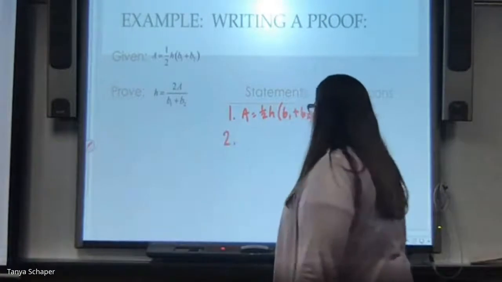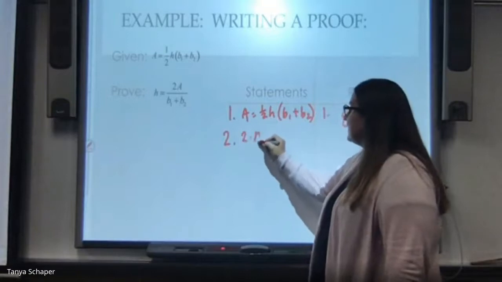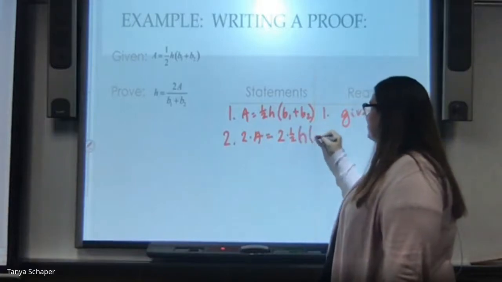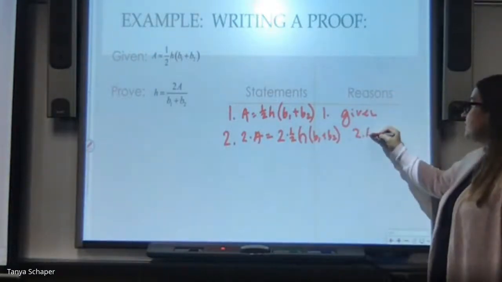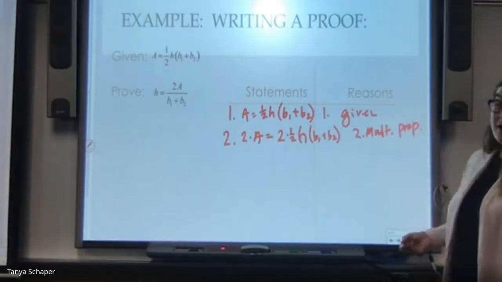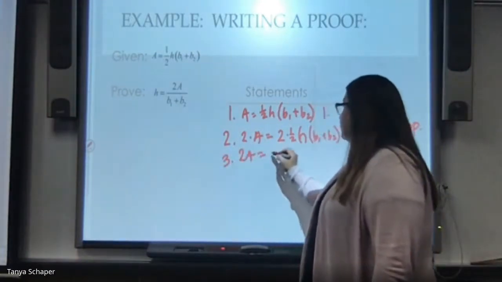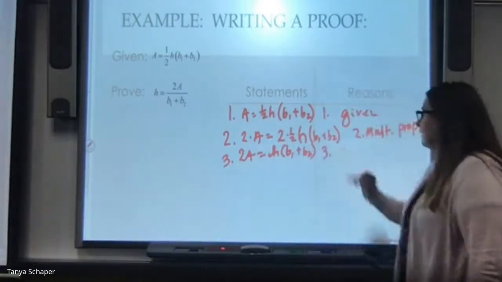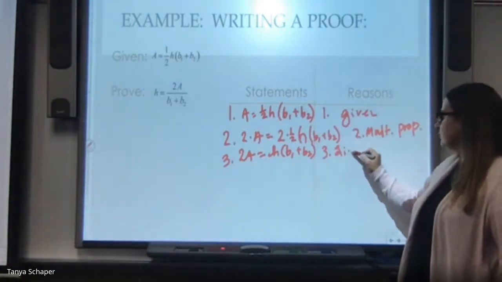So number 2, I'm going to multiply both sides by 2. So I'm going to have 2 times A is equal to 2 times 1/2 H times the quantity B sub 1 plus B sub 2. And I'm going to use the multiplication property. That's what allows me to do that. I can multiply the 2 by both sides. Then I'm going to have that 2A is equal to H times the quantity B sub 1 plus B sub 2. Okay? And that's going to be simplification or substitution.